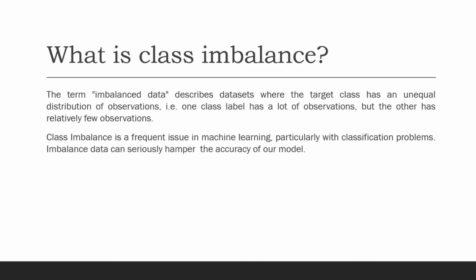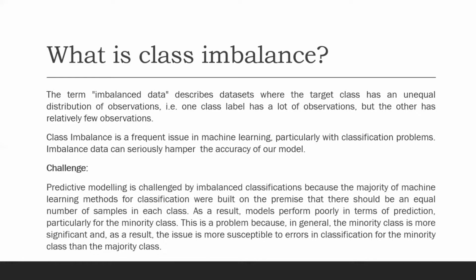So let's see what the term class imbalance means. The term imbalanced data describes datasets where the target class has an unequal distribution of observations. One class label has a lot of observations, but the other has relatively few observations. Class imbalance is a frequent issue in machine learning, particularly with classification problems. Imbalanced data can seriously hamper the accuracy of our model.